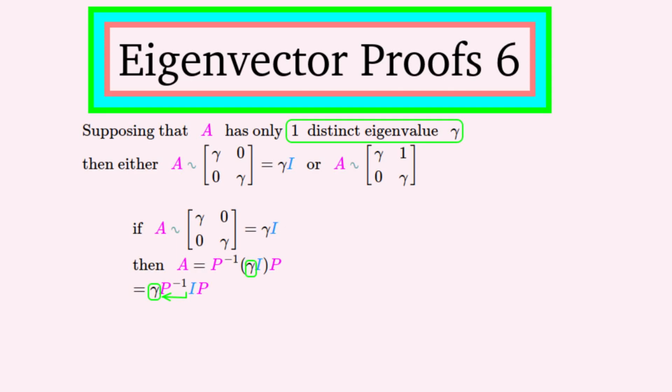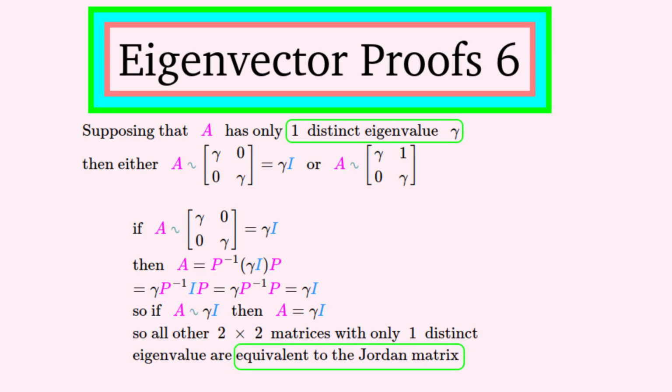So we have to simplify this expression. We can get the scalar term out in front. Then the identity matrix can be eliminated, because it's the matrix equivalent of 1, and 1 can be eliminated with multiplication. And so this inverse pair will cancel out to give us the identity. So A is equal to this matrix that is a diagonal matrix with only gamma in the diagonal. So if A is similar to this matrix, then it must be equal to it.